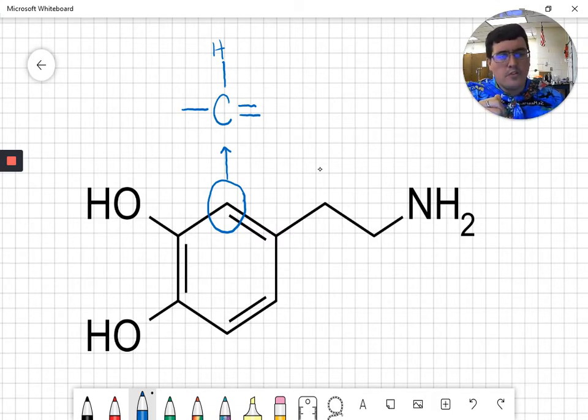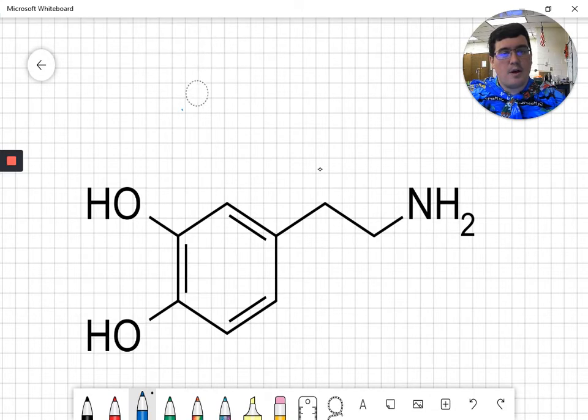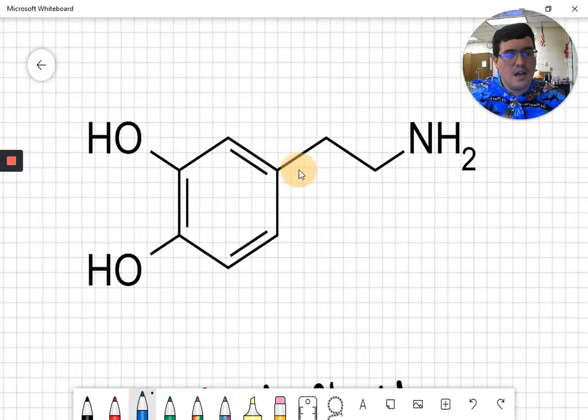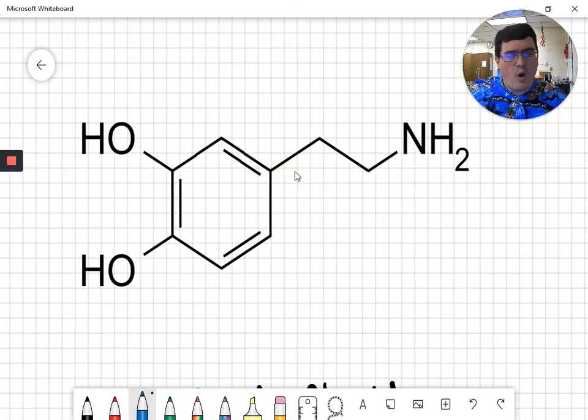Isn't that weird? So what we're going to do is take this molecule and draw it. What I want you to do real quick is, if you need to pause it right now, you're welcome to pause it. Draw this in your notes.